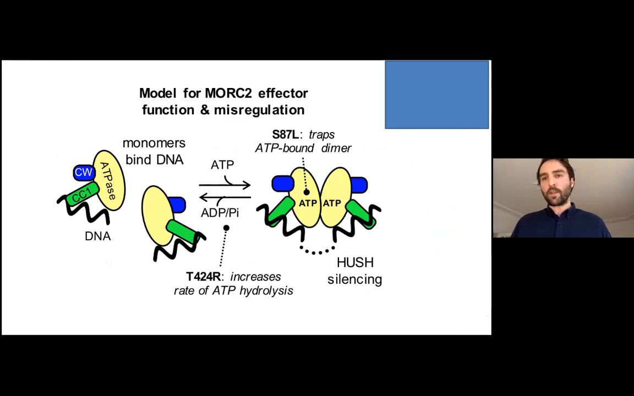But so we put together a model of how this might work, where we know that the N-terminal monomers bind DNA, and that dimerization through ATP binding would lead to bringing the two duplexes together. And so conceptually, if you decrease the rate of ATP hydrolysis, you kind of shift the equilibrium towards the right. And we think the right-hand situation where you have the N-terminal dimers formed is kind of like the HUSH silenced state.